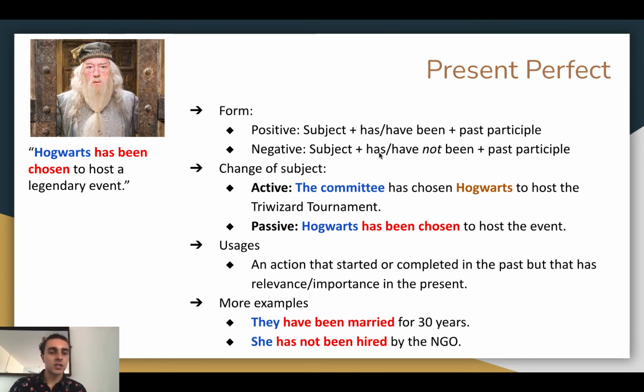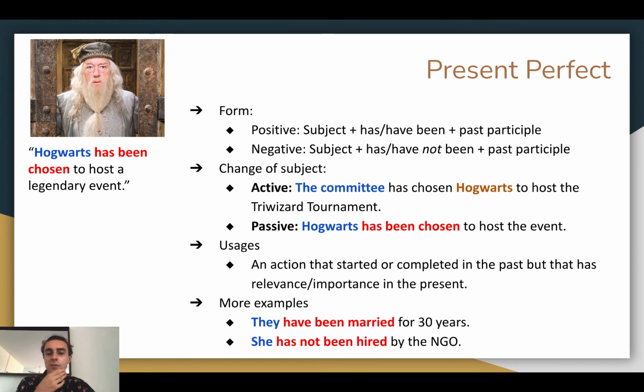So let's look at the change of subject here. The active voice would be, the committee has chosen Hogwarts to host the Triwizard Tournament. Again, the object becomes the subject in the passive voice. Hogwarts has been chosen to host the event, right? So we use the present perfect to describe an action that started or completed in the past, but that has relevance or importance in the present.